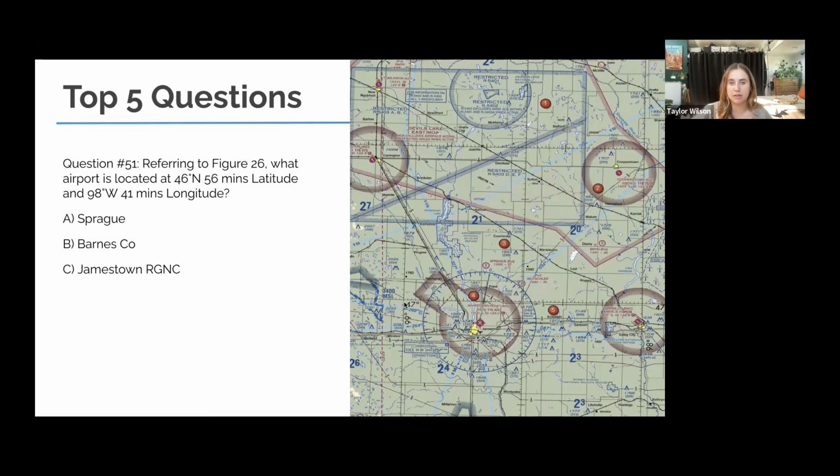So here's 47. 1, 2, 3, 4. That would give us 46 degrees, 56 minutes north. So we would draw our imaginary line across like this. And then we have 98 degrees, 41 minutes west. Here we have 98 degrees, and then here we have 99 degrees. Again, we know right down the middle is going to be 30 minutes. We're looking for 41, so we're just going to go straight to the 30.